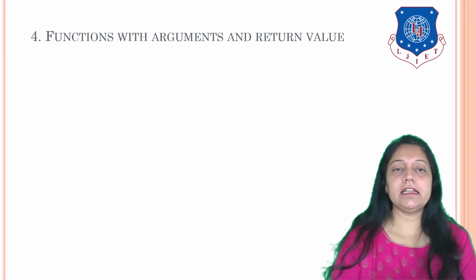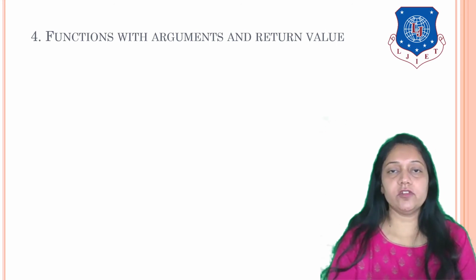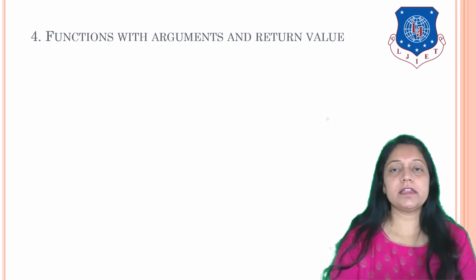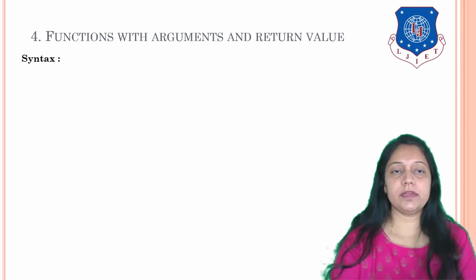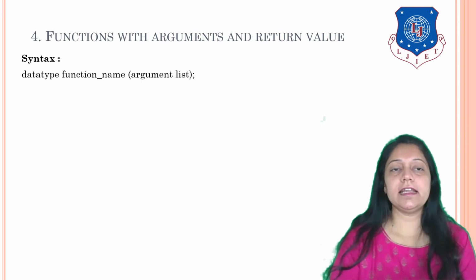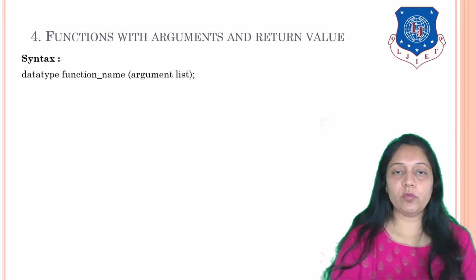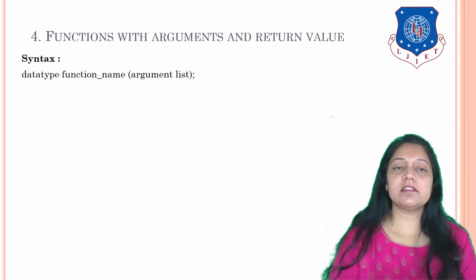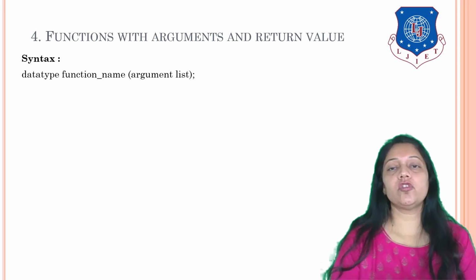The last function category is function with arguments and with return values. It means now the arguments are also present and the return value is also present. So in that case, what would be the signature or the syntax of the function? Mention any data type in the return type, it should not be void, give the name of the function, and now the argument list is also present. So the brackets should not be empty.